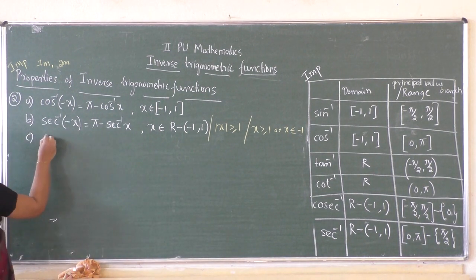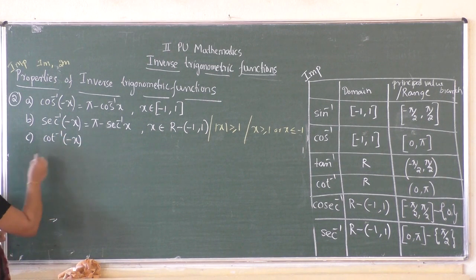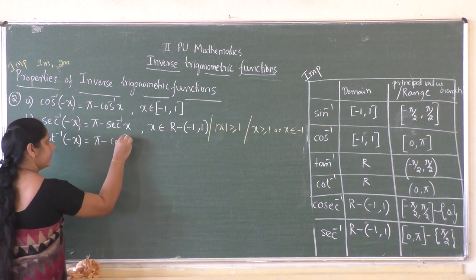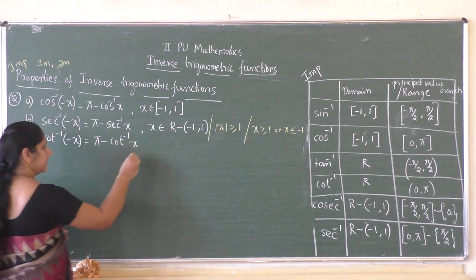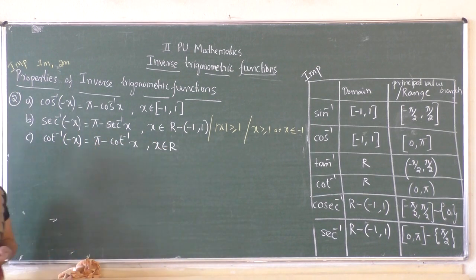And third one, cot inverse of minus x equal to pi minus cot inverse x, where x belongs to R. So these are the second set of properties. Similarly, we have to prove them.